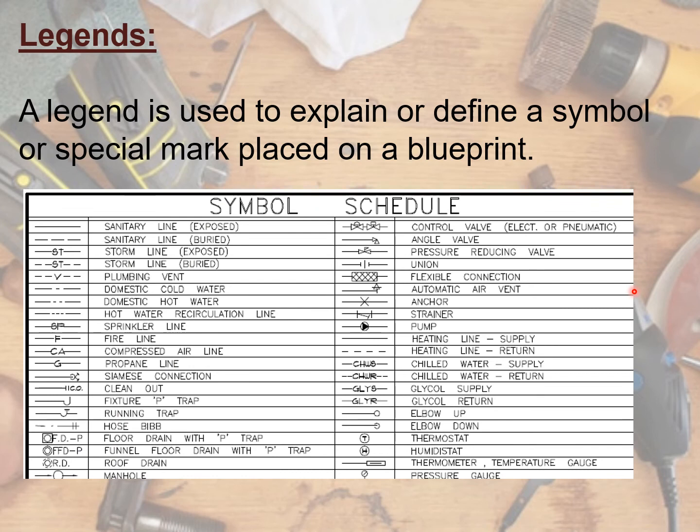And another thing that you might find on a drawing to help you navigate it and understand what's happening in it is a legend. A legend is used to explain or define a symbol or a special mark placed on a blueprint. In lesson number 8, we're going to look at all different symbols for your trade. For now, just remember that you can find the information for those symbols in a legend. Sometimes you might hear it referred to as a key, but for this course and for the tests that come up, you're going to refer to them as they do in industry as a legend.